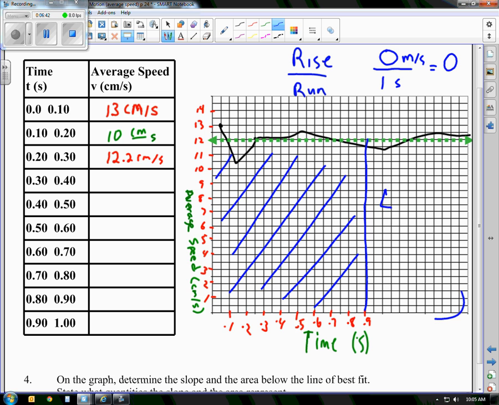So first of all, here's your formula. Area is equal to length times width. And we'll use our length as the y-axis. So what do we have? Well, we have 12. I'm going to call it 12 centimeters a second, just because it looks like it falls right into 12, times, what's our width? 0.9 seconds.